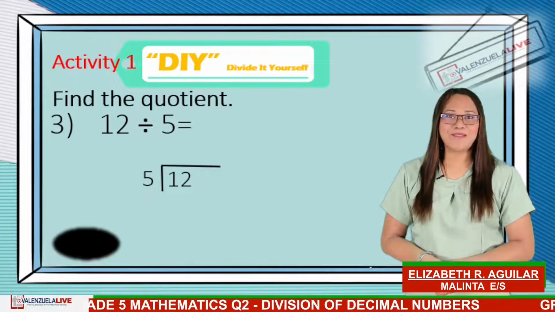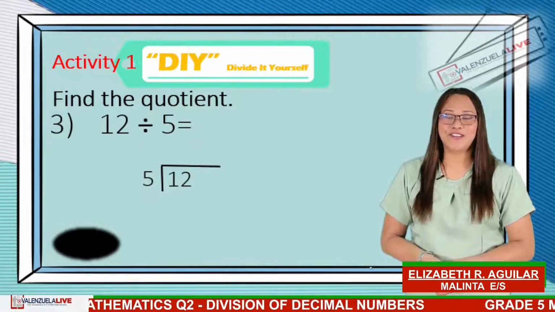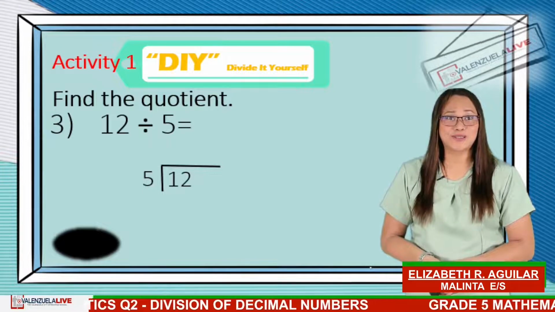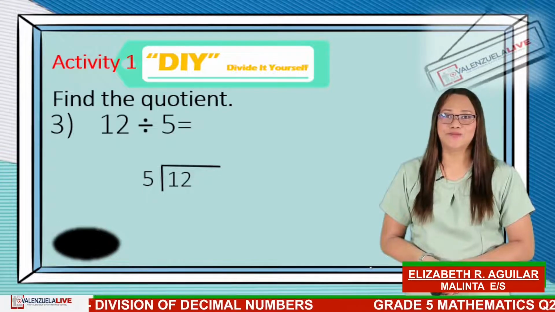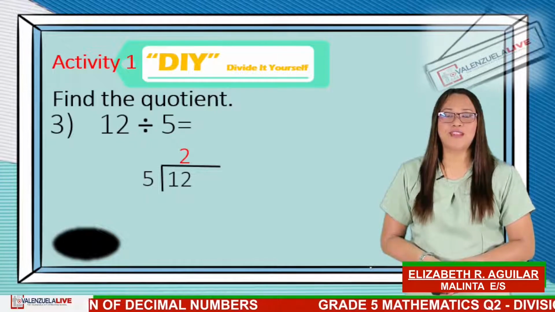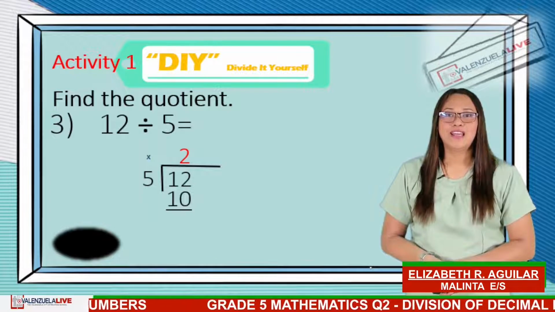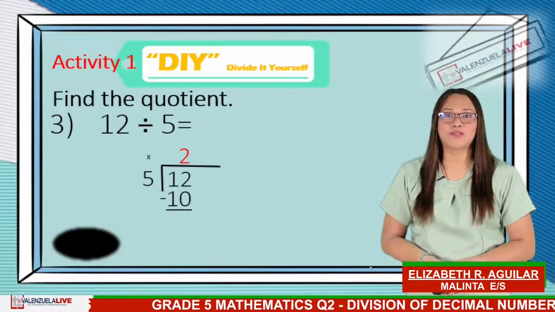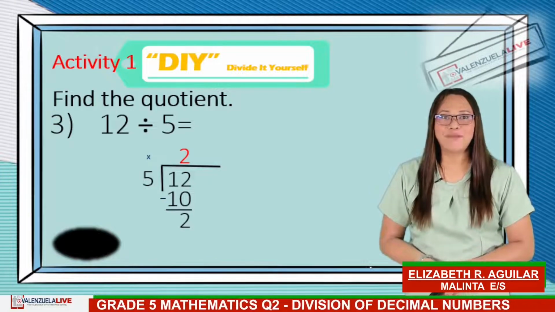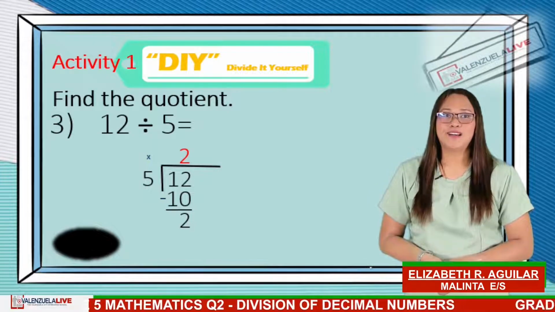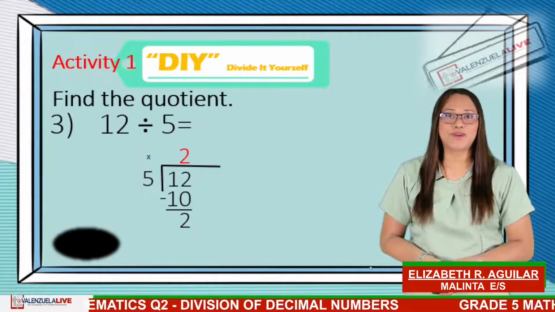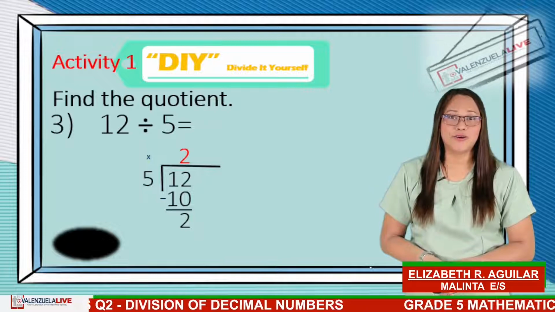All right, time's up. So 12 divided by 5 is equal to? Okay, let's solve. 12 divided by 5 is equal to 2. 2 times 5 is equal to 10. Then 12 minus 10 is equal to 2. Since we still have a remainder, we need to add another 0. We need to write another 0 in the dividend.